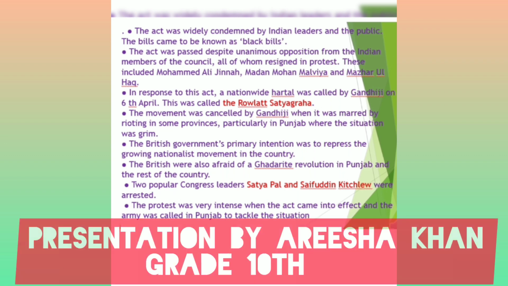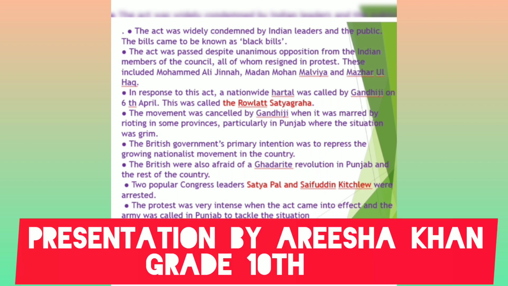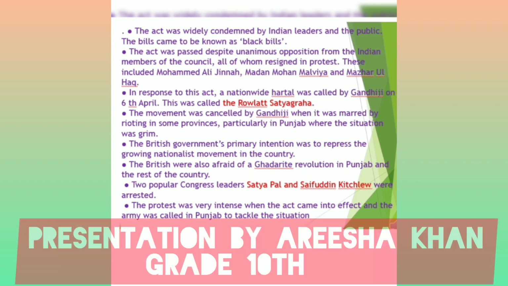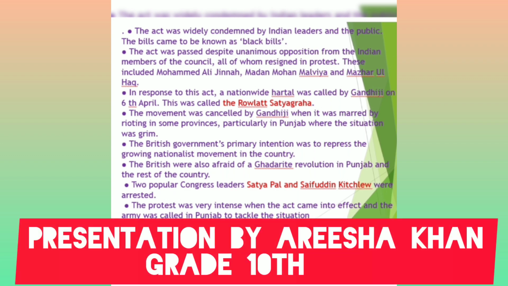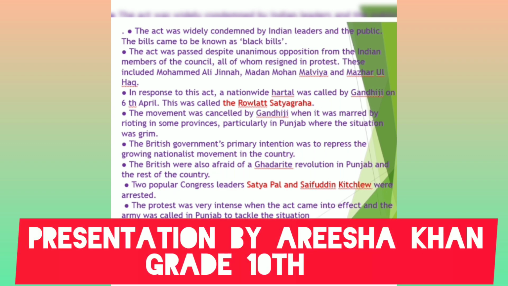The British government's primary intention was to repress the growing nationalist movement in the country. The British were also afraid of a Ghaddarite revolution in Punjab and in the rest of the country, and two popular Congress leaders, Satyapal and Saifuddin Kichlu, were arrested. The protest was very intense when the act came into effect, and the army was called in Punjab to tackle the situation.